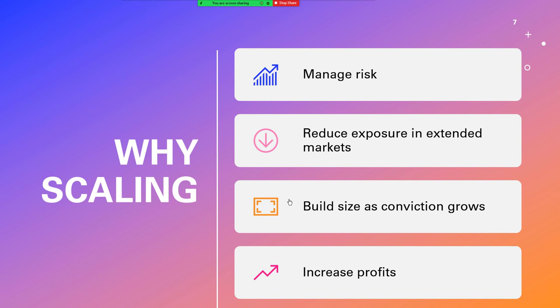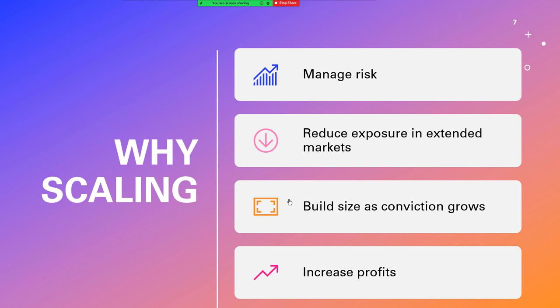We can also use it to reduce exposure in extended markets. Again, that's another example of when you might use profit taking, if you've been in a position a long time. Just think about the stock markets recently. If you got into positions back in 2020, the markets are now very extended, obviously. And if you've built up a large position in that period, you may be looking to reduce your exposure by removing some of that position size.